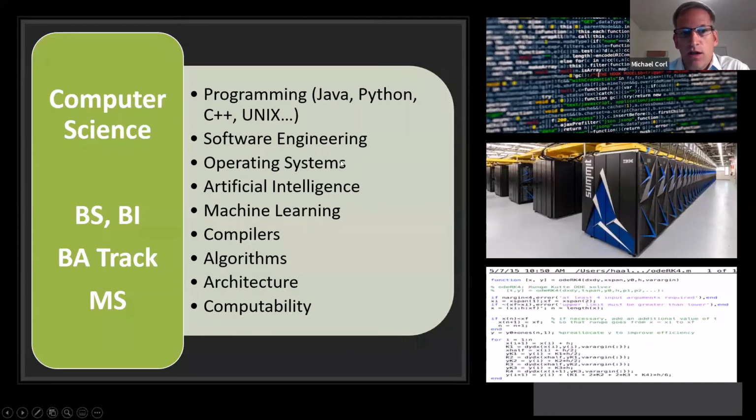Some software engineering, operating systems, artificial intelligence, machine learning, and so on and so forth. You can read the list. I don't have to read it all to you, but you can see that that's what you would expect from most computer science programs across the nation. That's the standard computer science stuff. And again, what makes us different is we do offer that BI and BA track, which are really unique to UCCS.